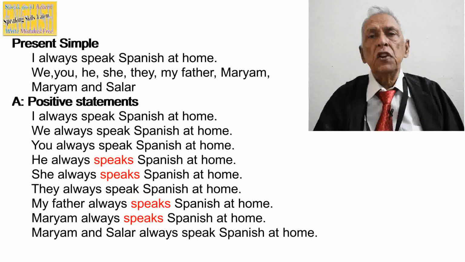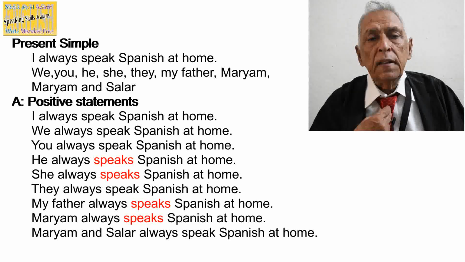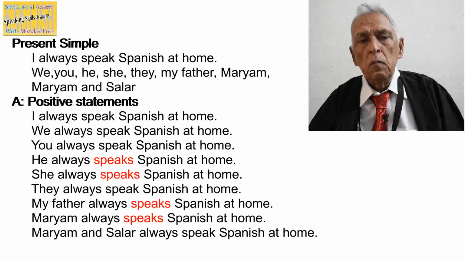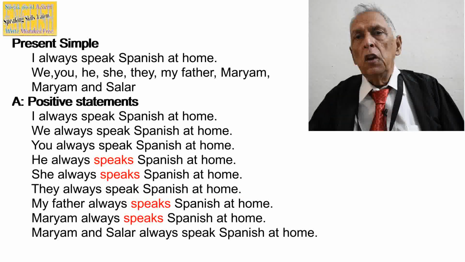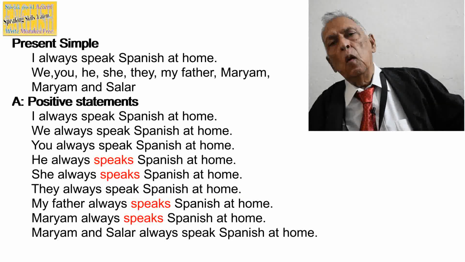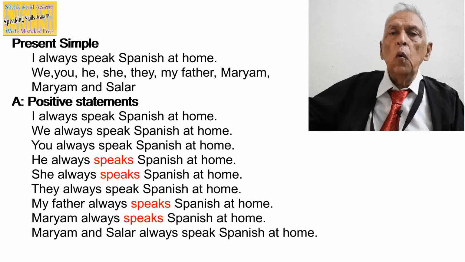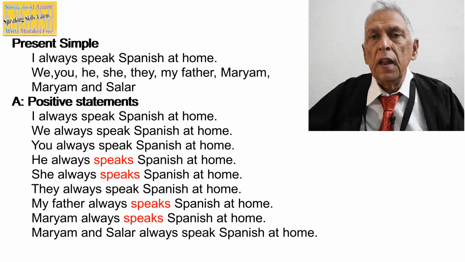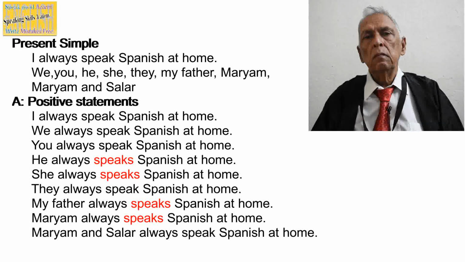you, he, she, they, and names. I always speak Spanish at home. We always speak Spanish at home. You always speak Spanish at home. He always speaks Spanish at home. She always speaks Spanish at home. They always speak Spanish at home.